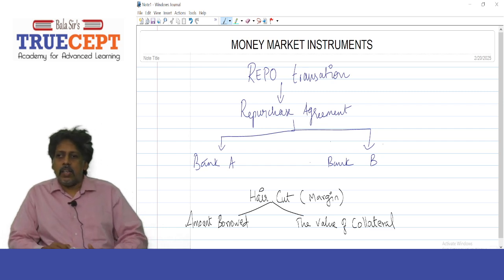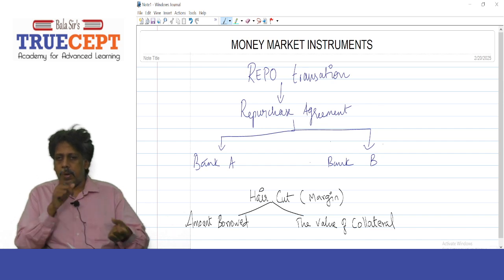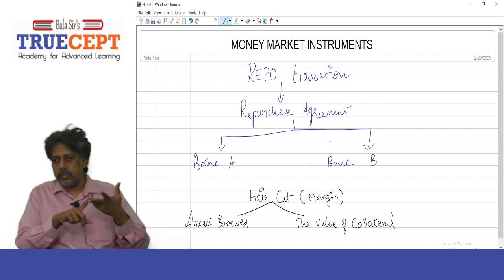Now let us first understand the meaning of a repo transaction. What exactly is a repo transaction? Just see the screen. It is nothing but a repurchase agreement. Now how does it work?